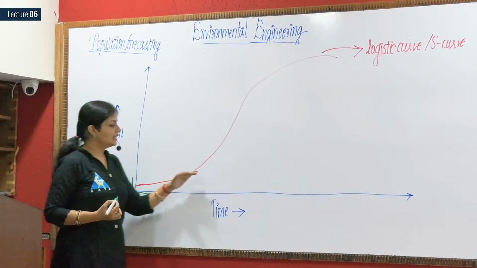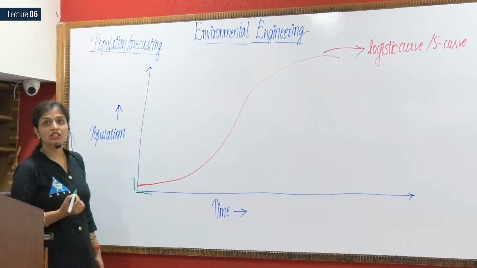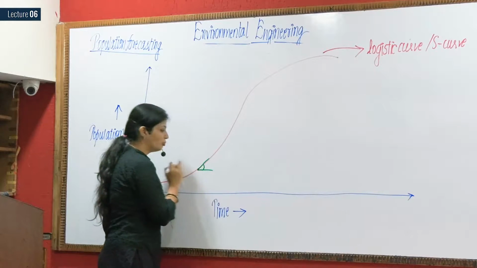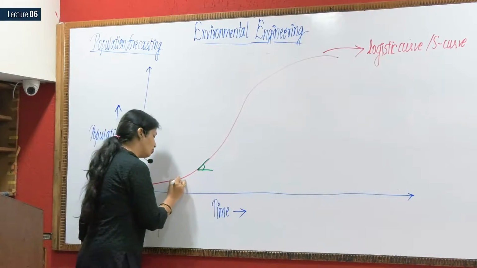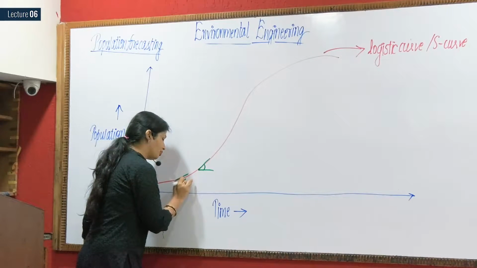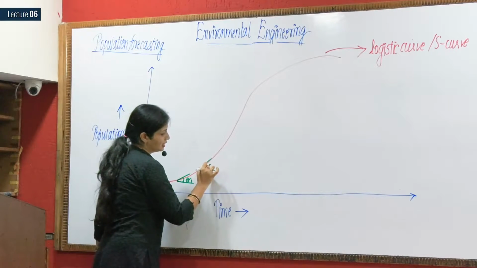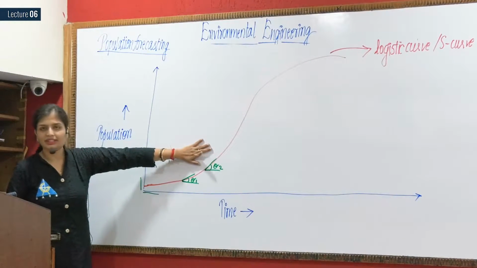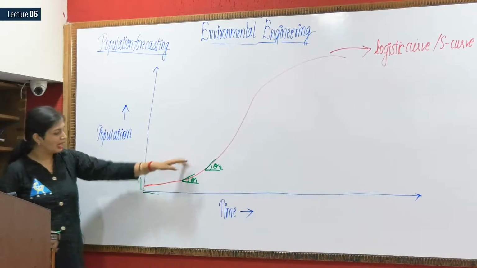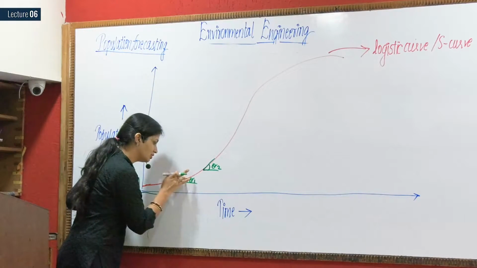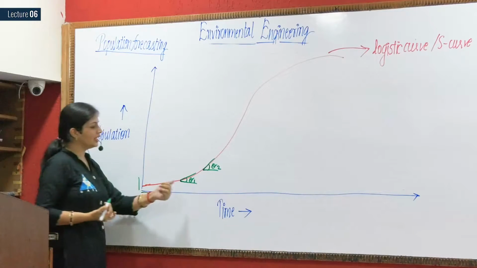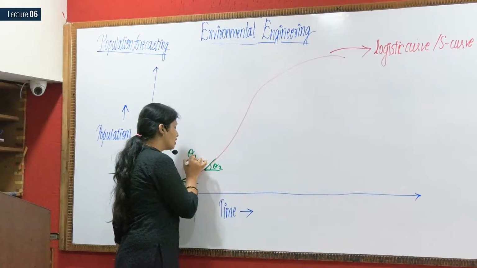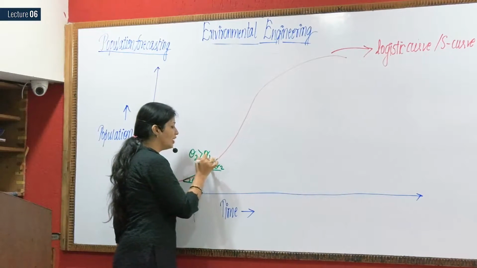Now, in this phase, let us calculate the slope. I'm calculating the slope at this particular point. Let us say this is theta 1. This is theta 2. If you calculate the slope at this point, you will see that theta 2 will be greater than theta 1.